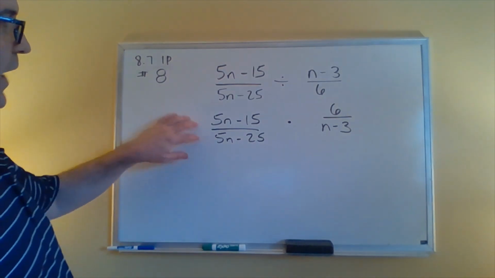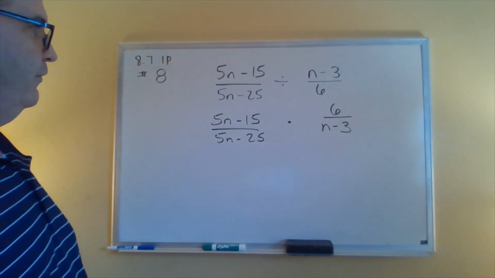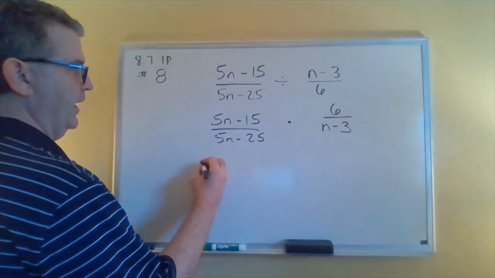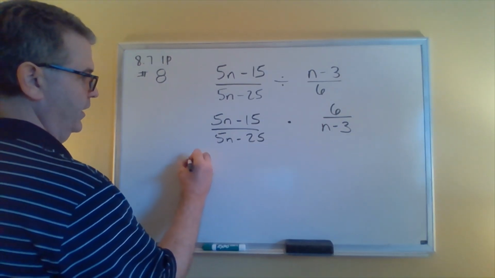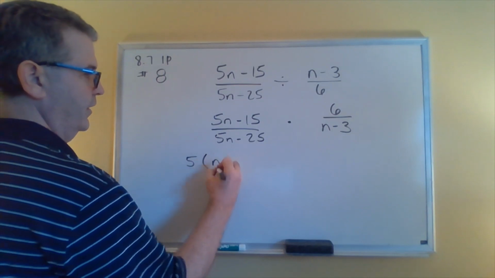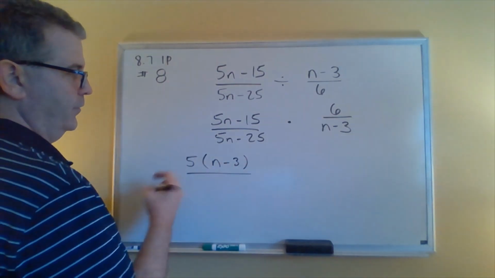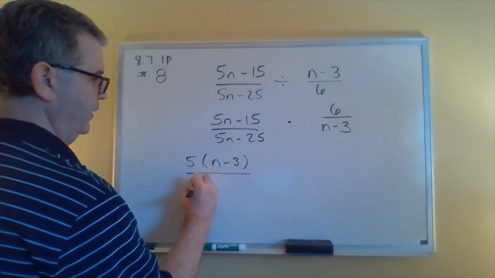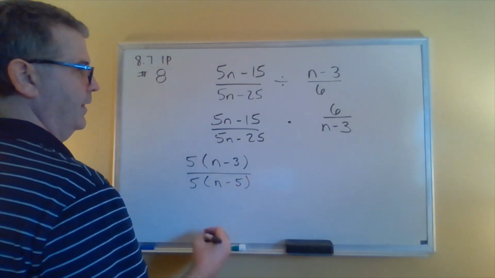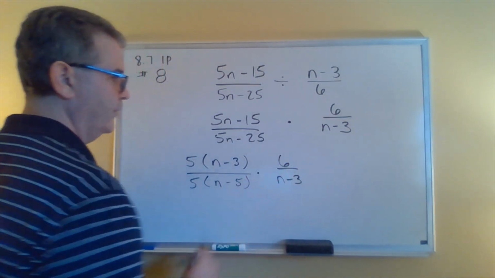Next step, we're going to factor everything we can. This fraction here, numerator and denominator are already factored, but here we can pull a greatest common factor out of the numerator and the denominator. So let's go ahead and do that. Greatest common factor of the numerator is 5, so I'll rewrite that as 5 times n minus 3. And the denominator also happens to be 5. So when I pull a 5 out of there, I will get n minus 5. So that is factored, and we multiply by 6 over n minus 3.